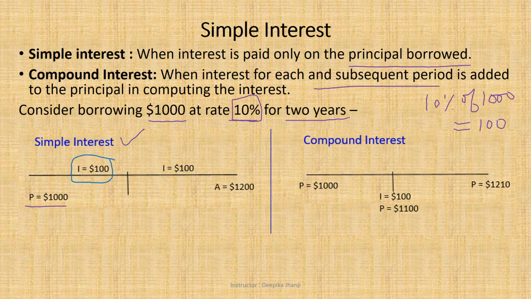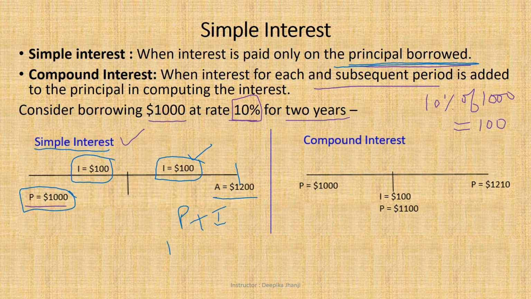Because it is simple interest and the interest should be on the principal borrowed, for the second year again we're going to pay 10% of 1000, which is again $100. So by the end of 2 years, our amount would be principal plus interest, which is 1000 plus 200 interest of 2 years, and we're going to end up paying 1200.